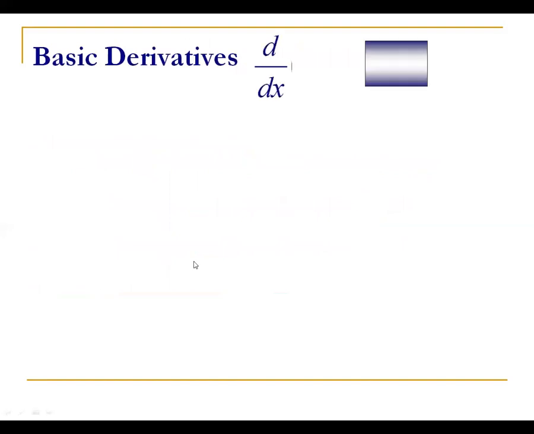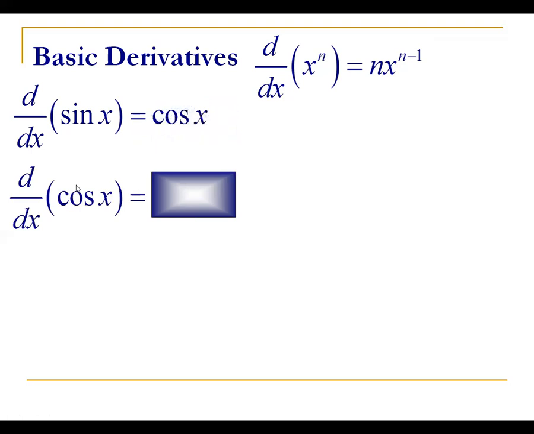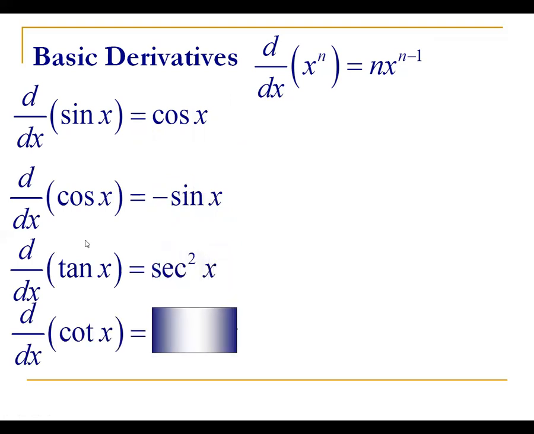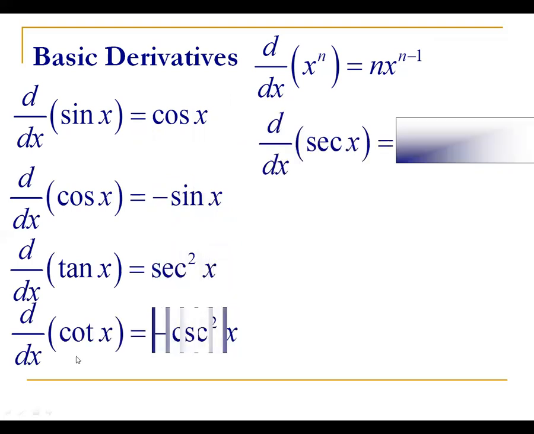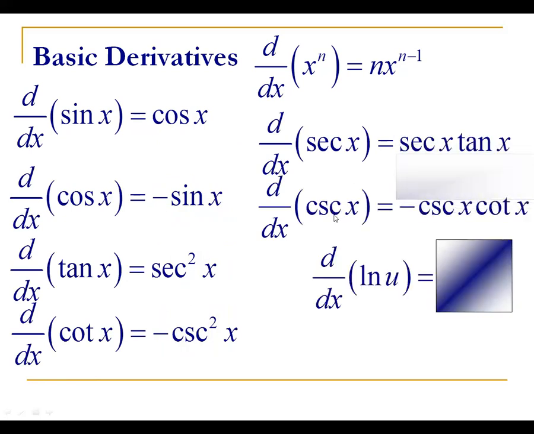So here are some basic differentiation rules. The derivative of x to the n is n x to the n minus 1. Bring the exponent down, subtract 1 for the new exponent. Derivative of sine, cosine. Derivative of cosine, negative sine. Derivative of tangent, secant squared. Derivative of cotangent, negative cosecant squared. Derivative of secant, secant tangent. Derivative of cosecant, negative cosecant cotangent.